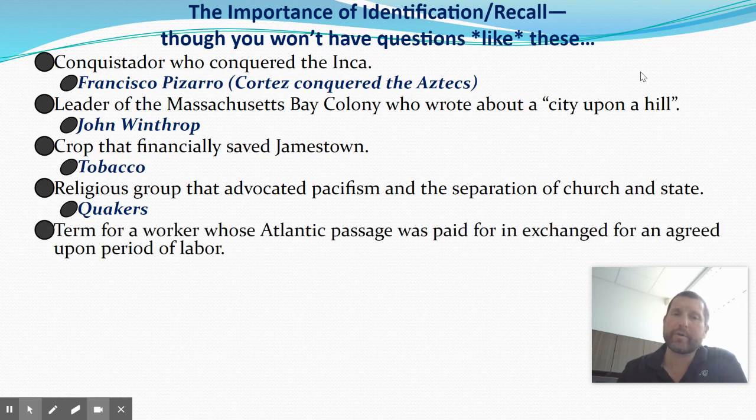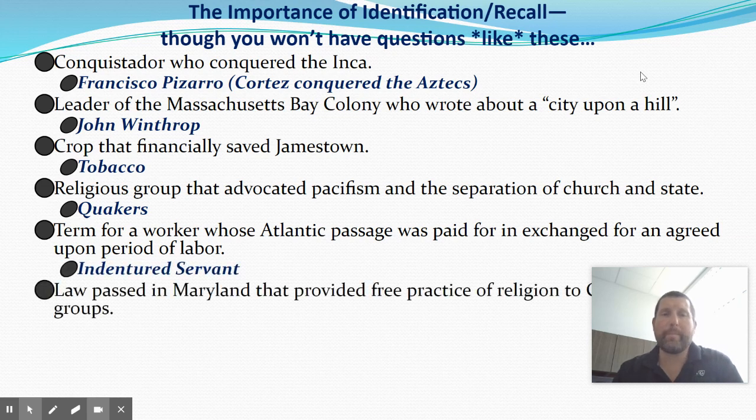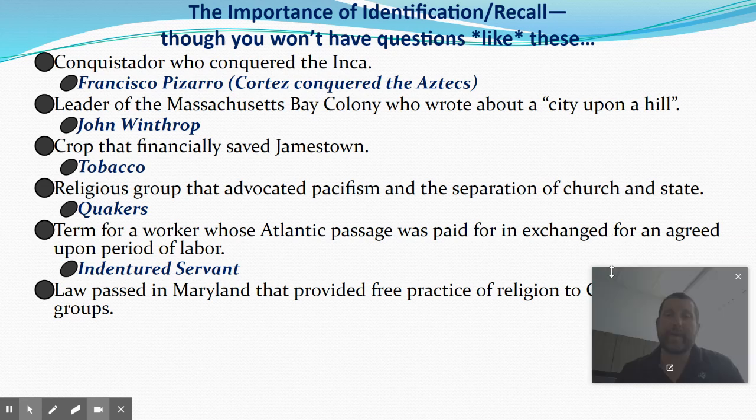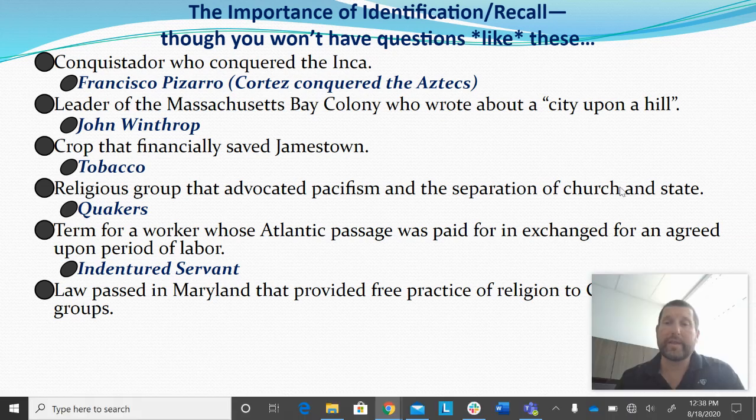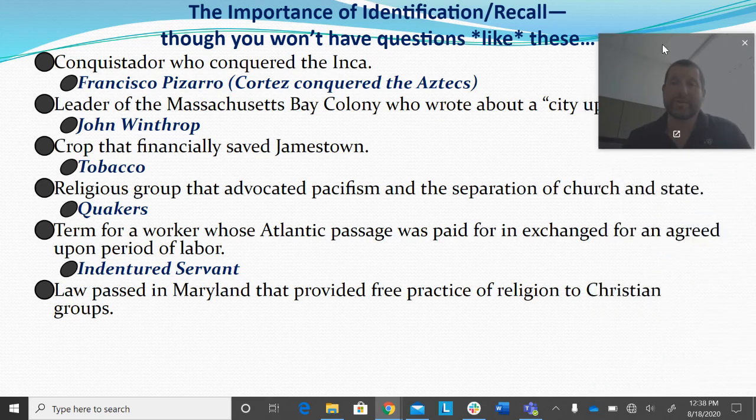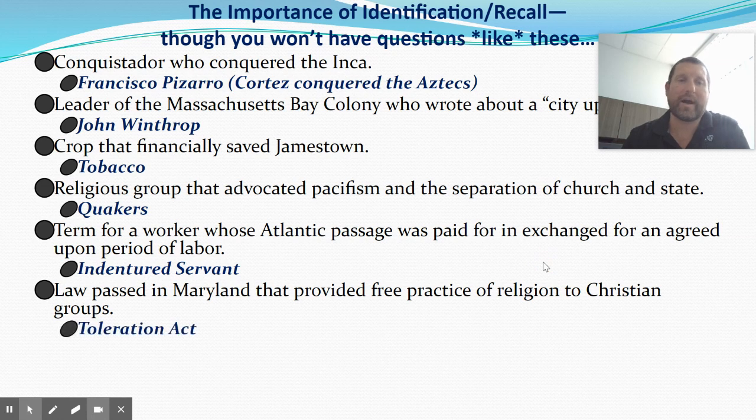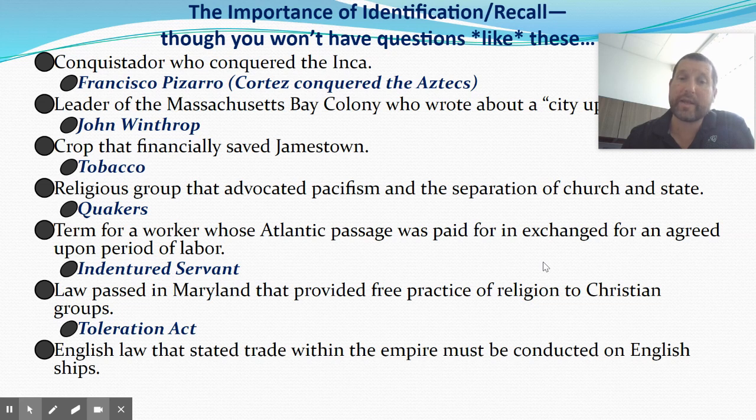A term for a worker whose Atlantic passage was paid for in exchange for an agreed upon period of labor is an indentured servant. Law passed in Maryland that provided free practice of religion to Christians. I had to move my camera, make sure that I got that key part of the question in there. That would be the Toleration Act, the Maryland Act of Toleration. The English law that stated trade within the empire must be conducted on English ships is the Navigation Act.